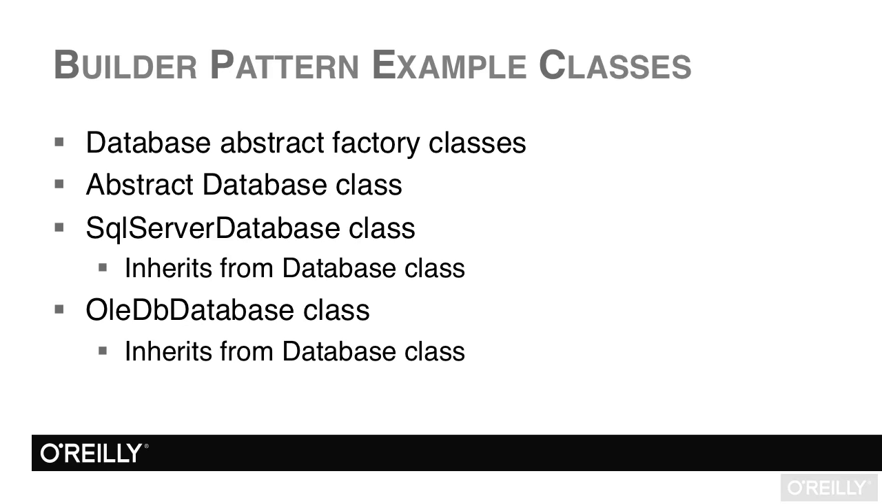So for our classes, we would have a database abstract factory class. And if you haven't looked at the abstract factory pattern, you might want to take a look at that. We're going to be using it in the code example. So in that abstract factory, we would have an abstract database class, and then SQL Server database classes, and then an OLEDB database class.